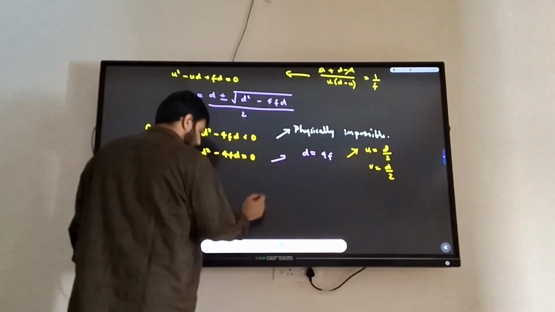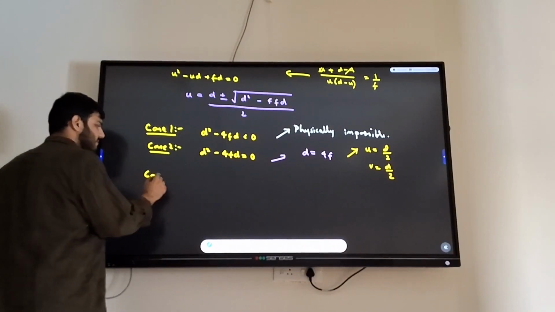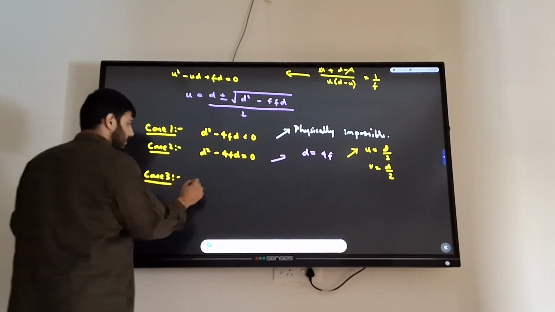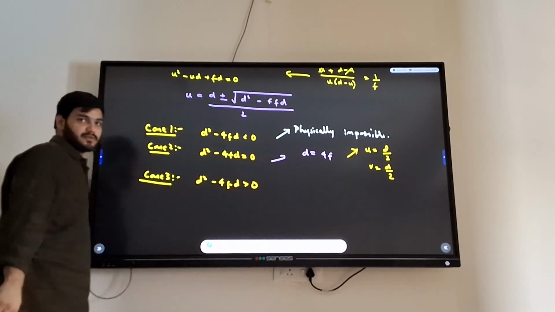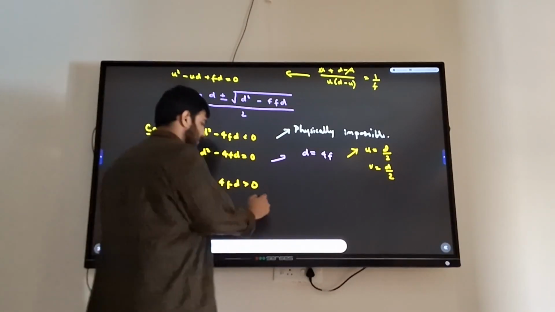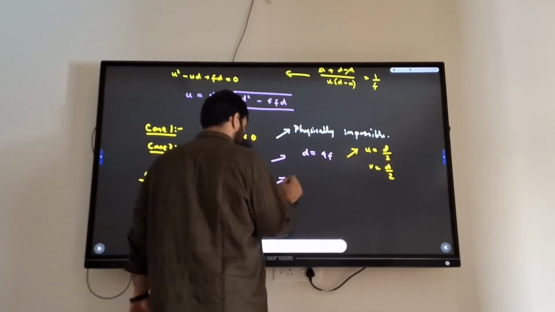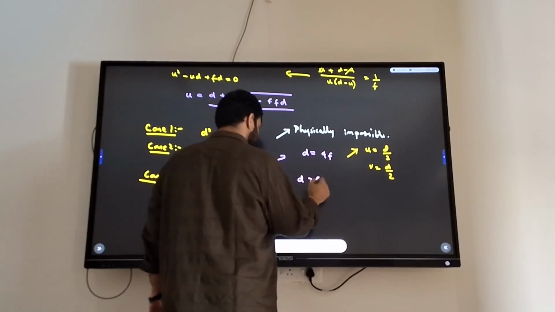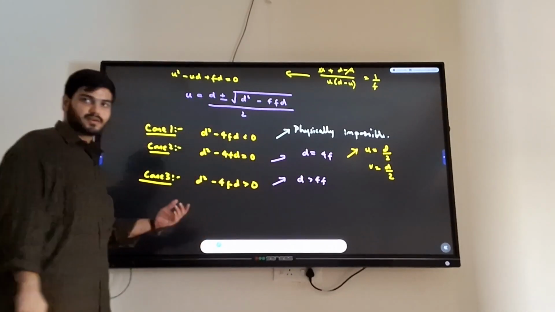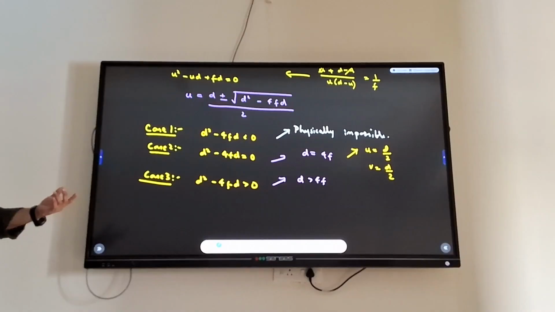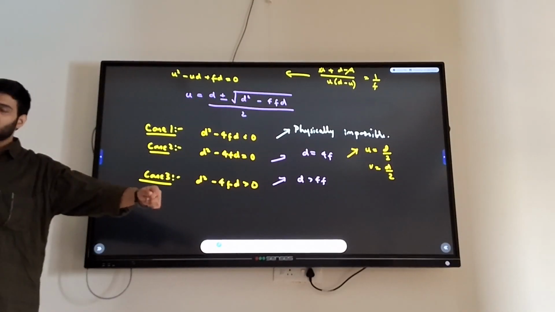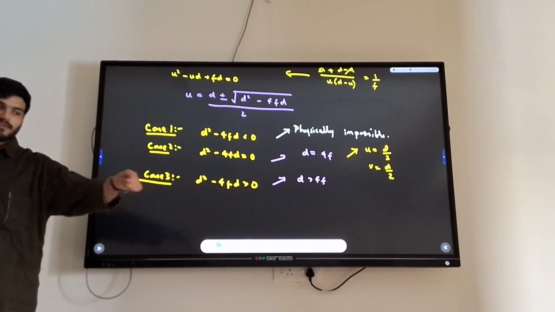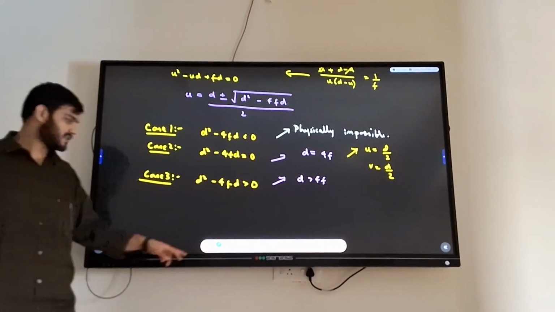That is case number 3. What is case 3? D square minus 4Df is greater than 0 now. Then what can you say? Then you can say that D is greater than 4f. Please check if it's correct or not. So if you place your screen at a distance of greater than 4f, then in how many places will you find the same sharp image? Let's try to do that.